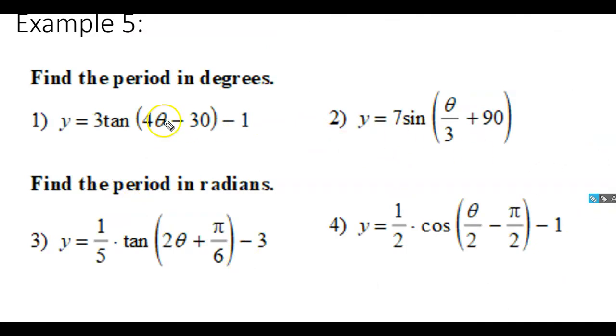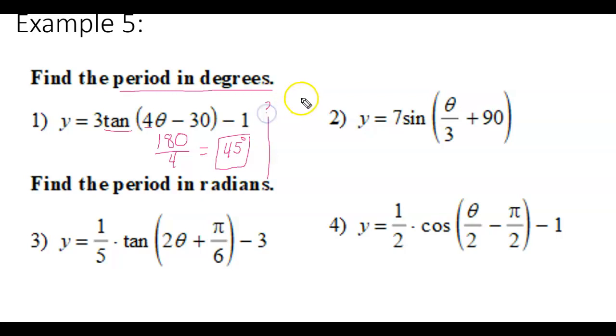For number 1 here, we're going to be finding the period in degrees. Notice this is a tangent. Tangent is usually a 180 degree period, but we're going to divide it by 4. That's 45. So this tangent function will now complete a full cycle in only 45 degrees. I don't know what the starting degree or the ending degree is, and that doesn't really matter. What does matter is that tangent will complete its cycle, and the distance between the first and the last point will be 45 degrees total.